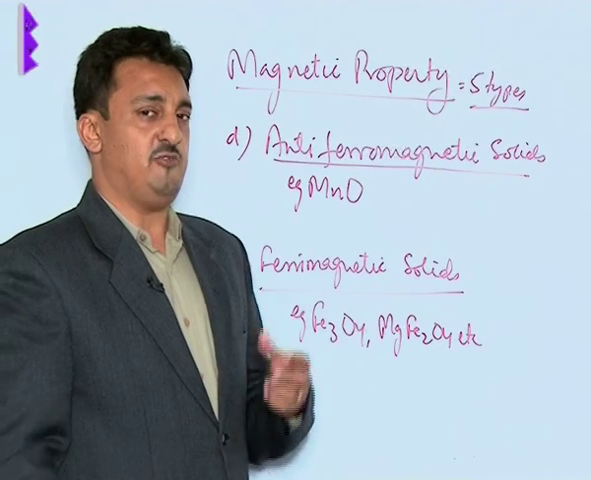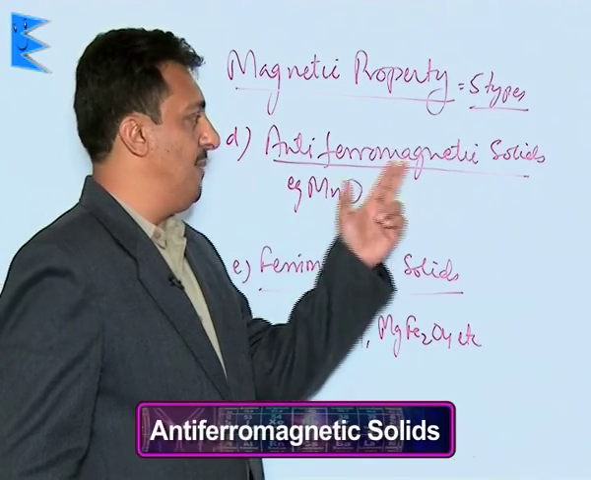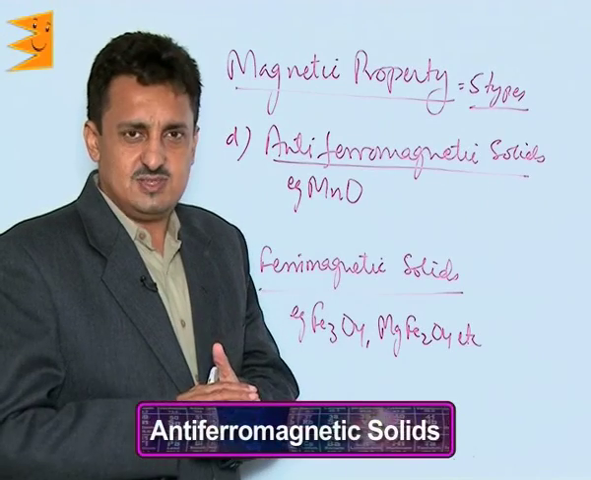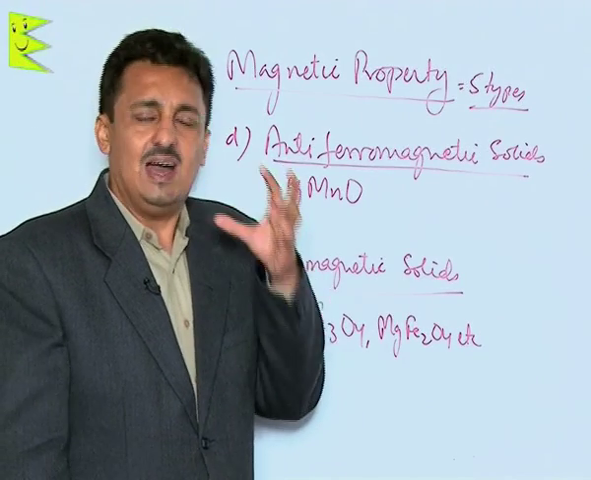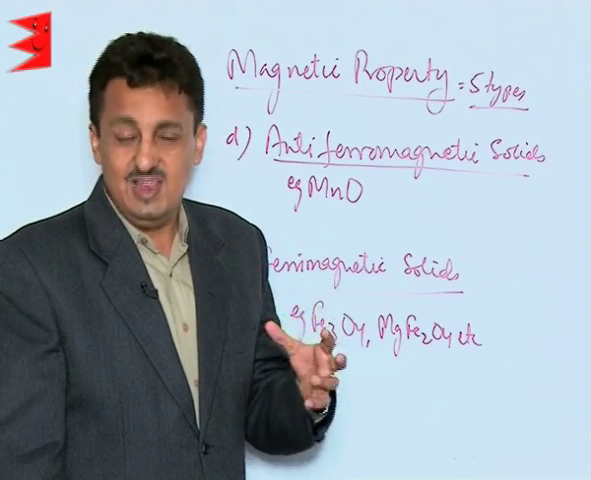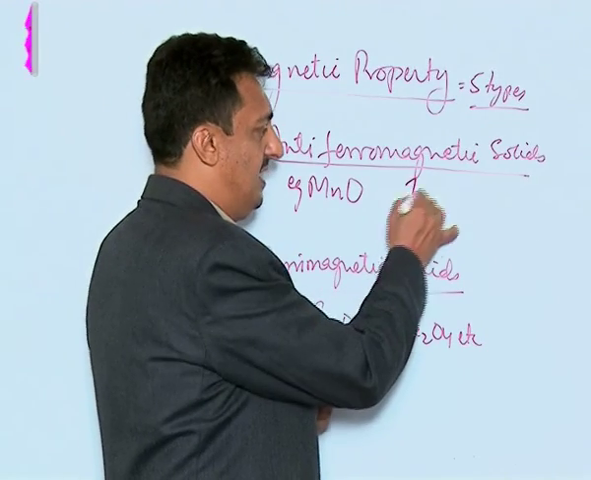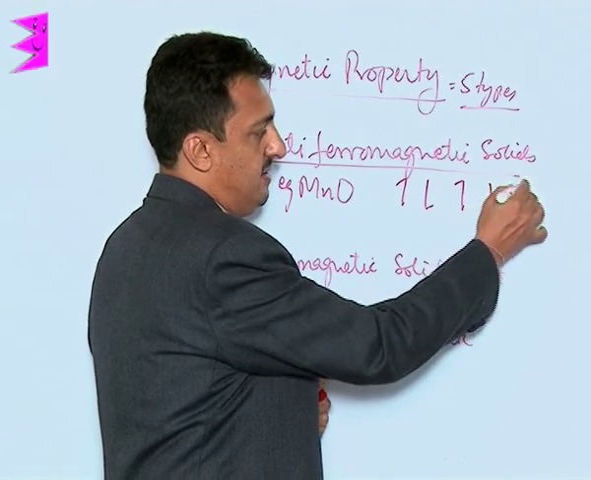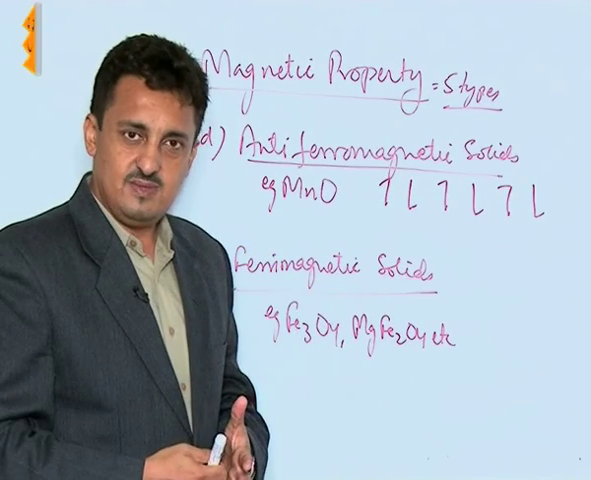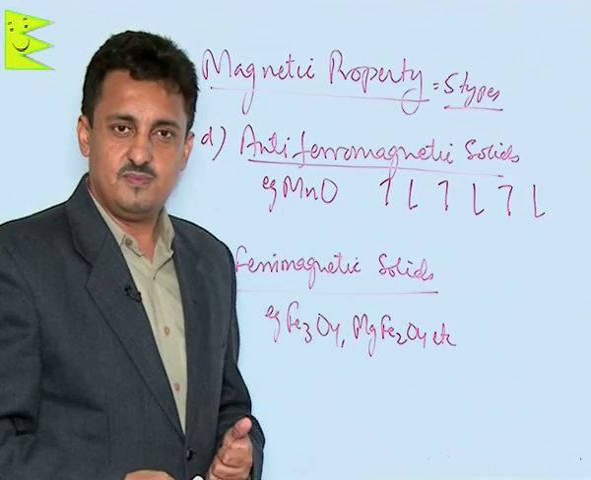The fourth category of solids on the basis of their magnetic property are antiferromagnetic solids. Now as the name suggests, they are exactly opposite to the ferromagnetic solids. Now how? They have many unpaired electrons, but in spite of having many unpaired electrons, when they are placed in external magnetic field, they behave like diamagnetic solids. The reason is that their electrons are aligned opposite to each other. As a result, their magnetic moments get cancelled. So they behave like diamagnetic solids in external magnetic field. And the example is MnO.